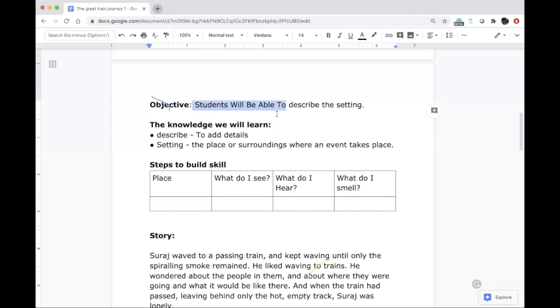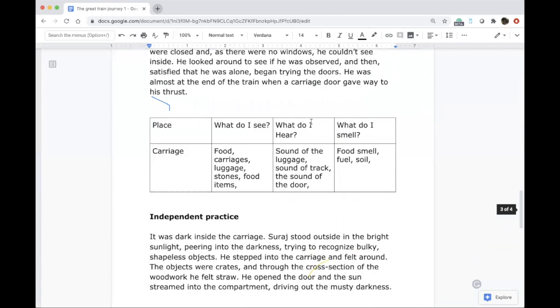Now tell me, are we all able to describe a setting? Yes or no? Yes, sir. Did we meet the objective of the lesson? Yes, sir. That is what we will try to do in every lesson. We will try to achieve something before beginning the lesson, and after the end of the lesson, we will check whether we have achieved those objectives. Today we have met this objective. Now all of us are able to describe a setting.